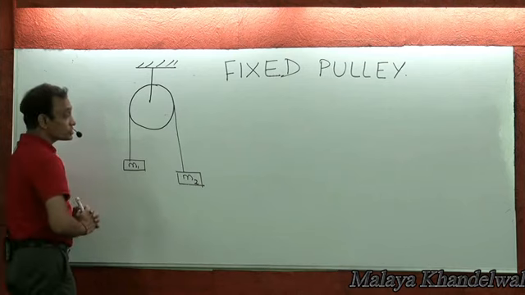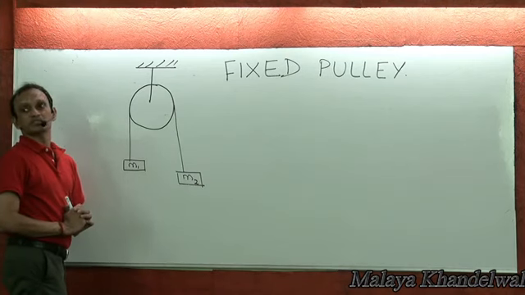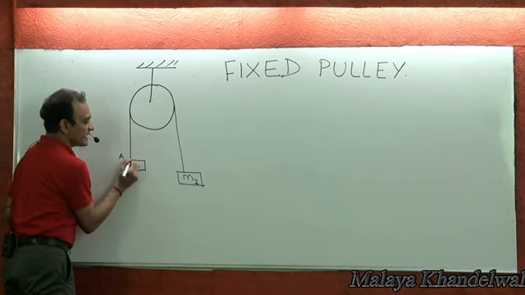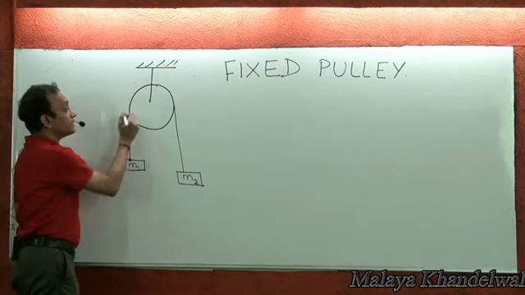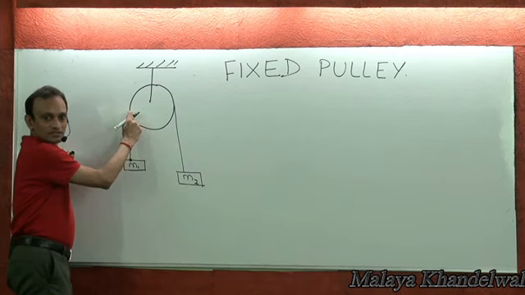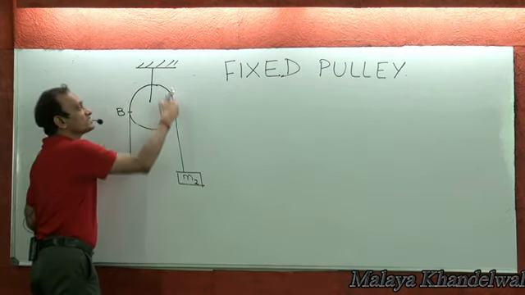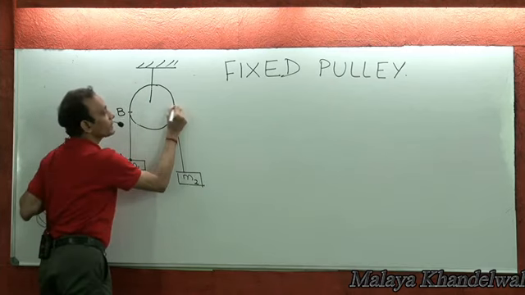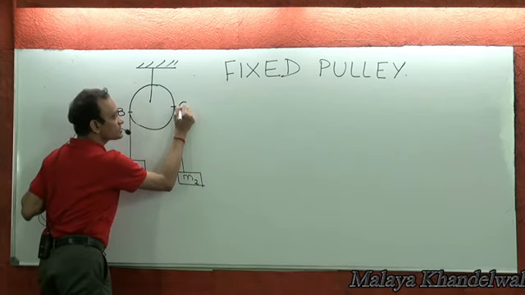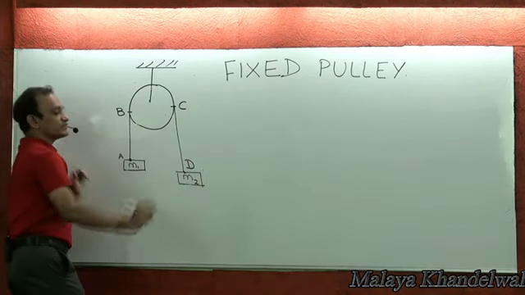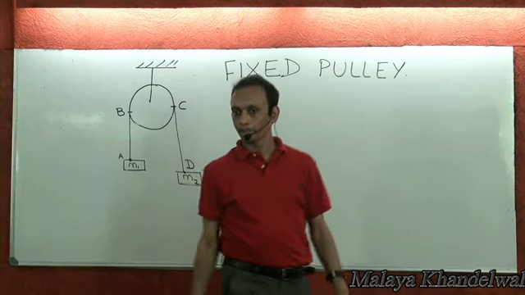Now, notice that there are three segments in the string. Three segments in the string. Say I call this end of the string A, right? This is a bridge, I call this bridge B. This is another segment of the string. And this is a node or a bridge. This is C. And this end of the string is D. Clear?